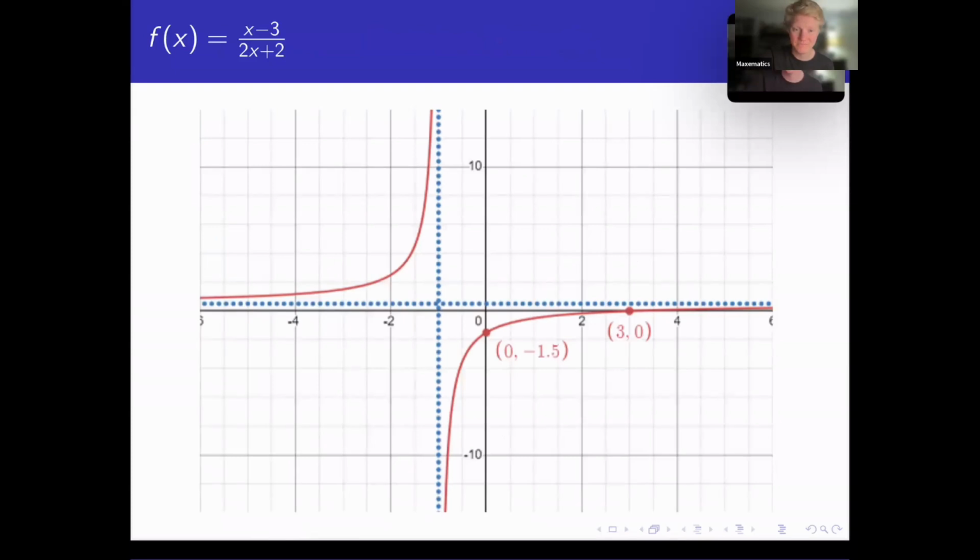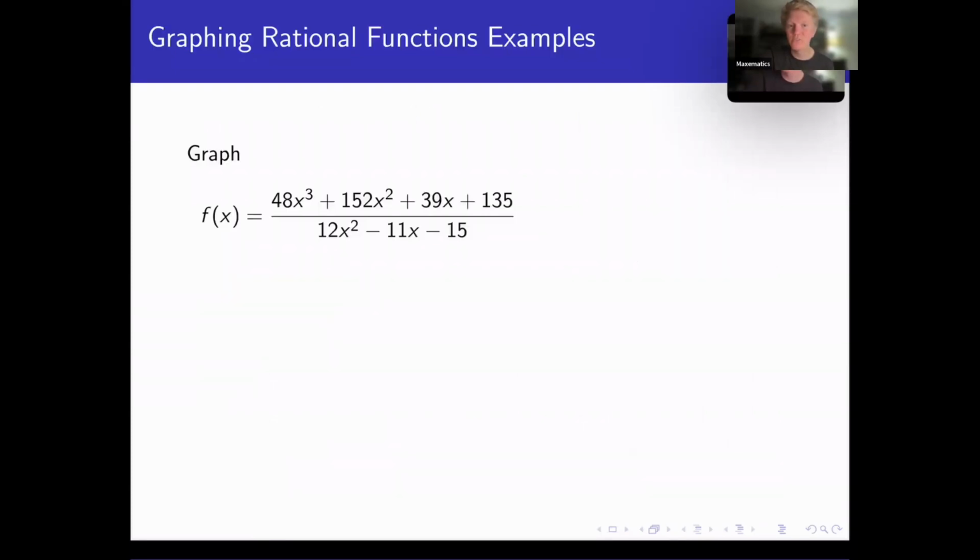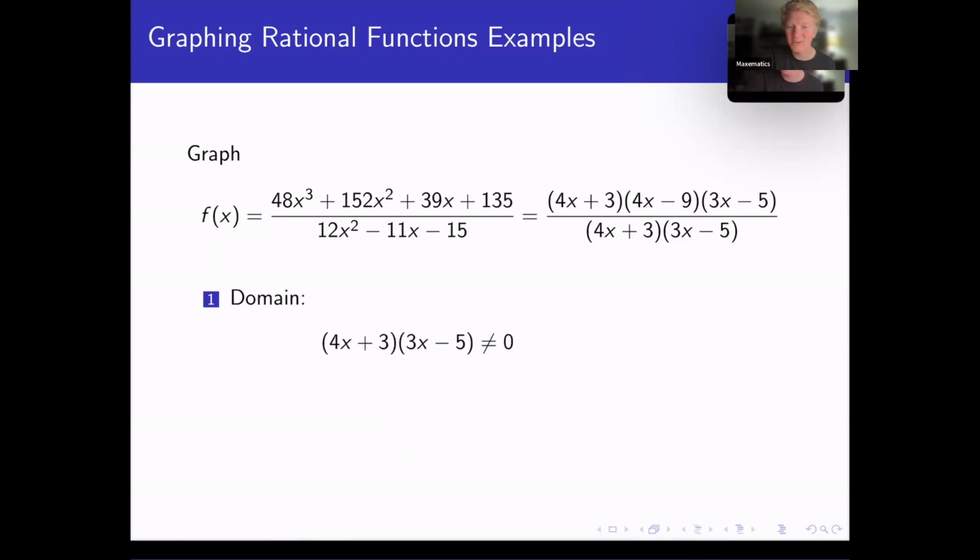All right. And 2 more examples, and then we sunset college algebra. All right, so I give you this very beautiful looking function here. I'll just give you the factored version here, don't worry.